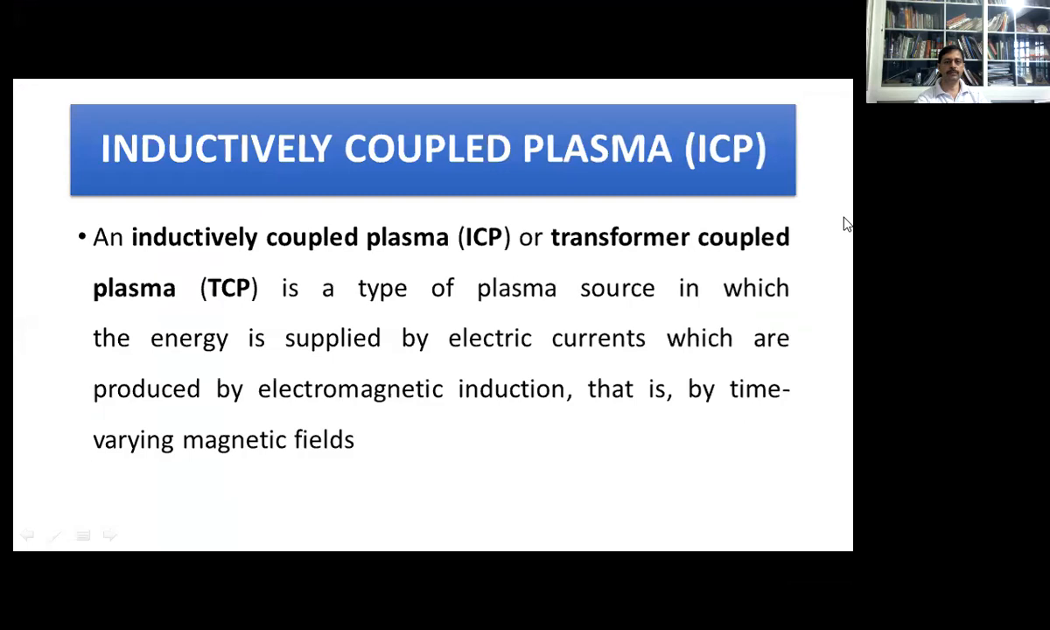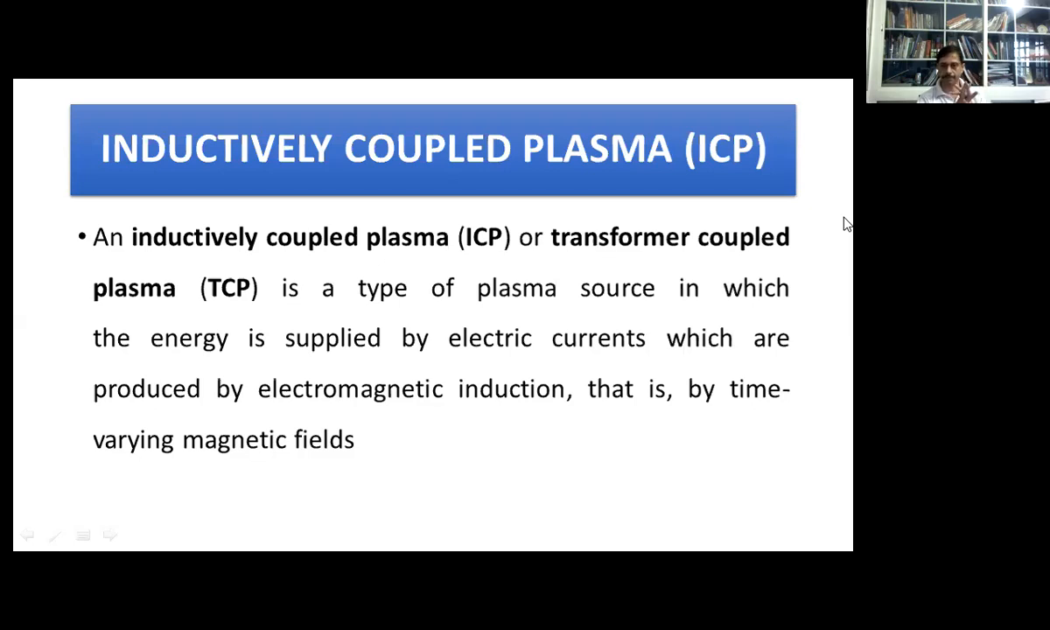What is this inductively coupled plasma? An inductively coupled plasma, which is abbreviated as ICP, or transformer coupled plasma, that is TCP, is another name for this. It's a type of plasma source in which the energy is supplied by electric currents which are produced by electromagnetic induction, that is by time varying magnetic fields. Try to understand this sentence. ICP is only a source of energy. It is the source of plasma.